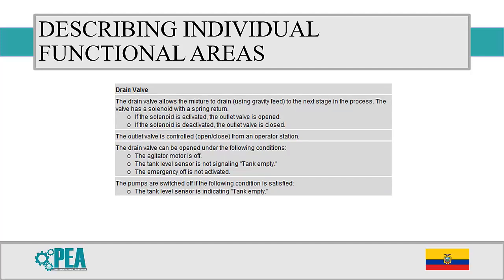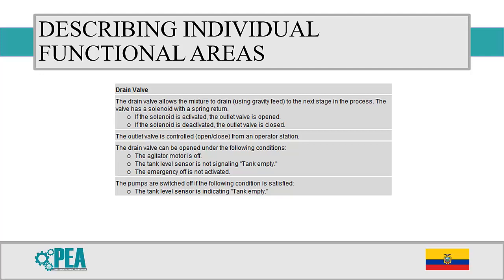The drain valve allows the mixture to drain to go to the next stage in the process. For us, it's irrelevant what the next step is, it's just an example. So if the solenoid is activated, the output valve is opened, and if the solenoid is deactivated, the output valve is closed. So it's again a solenoid with a spring return. The outlet valve is controlled with an open-close from an operator station, so it's again a start and reset button, as for a motor, or in this case a solenoid.